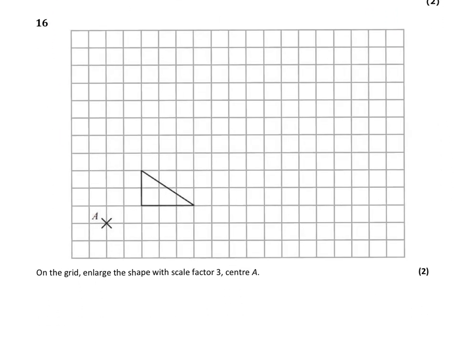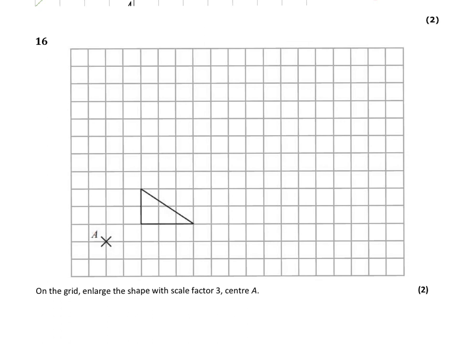And finally, question 16. On the grid, enlarge the shape with a scale factor 3, centre A. So here there are different strategies you can do to do this. I'm going to use the ray method. So if we take one corner at a time, this first point from the centre of enlargement, if you go along that line, it's 5 to the right and 1 up. So we need to triple that, 5 right and 1 up, which would be 15 right and 3 up, which is here. So we mark that on.